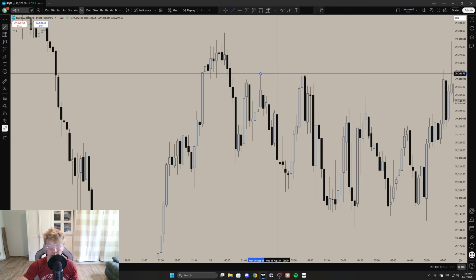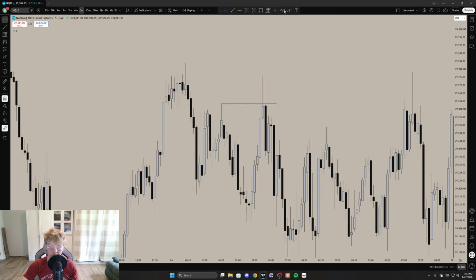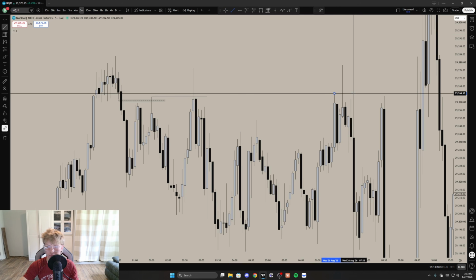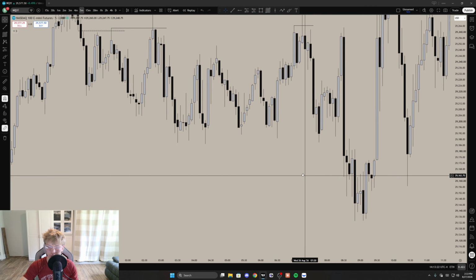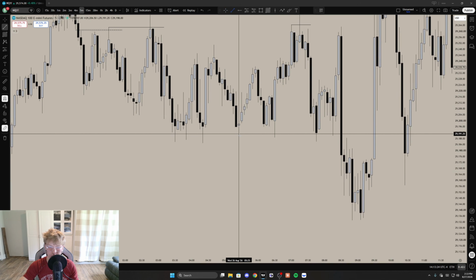Once again, right here, we get a sweep of the first high that was left inside of this fair value gap. Remember, size doesn't matter with fair value gaps. We see a massive wick compared to the body. Rejection showing exhaustion means sellers are stepping in. You get another one right here. Boom. You got all of these levels over here that are showing exhaustion as well.